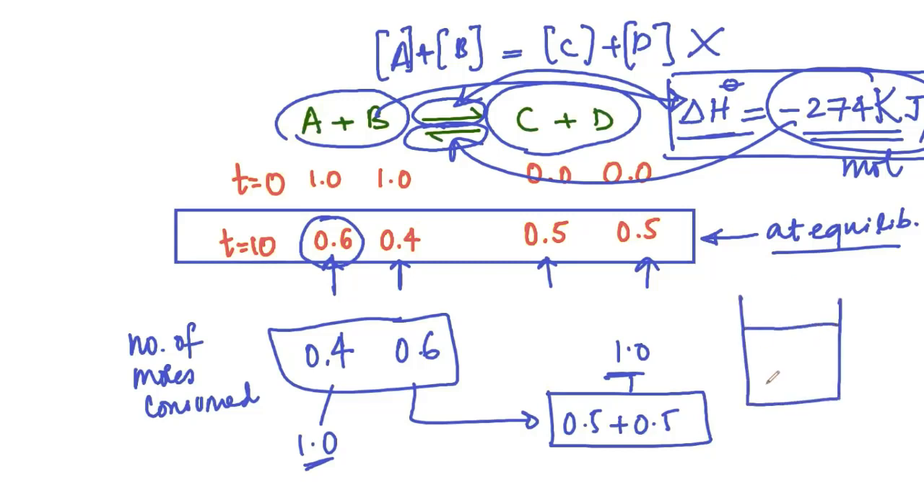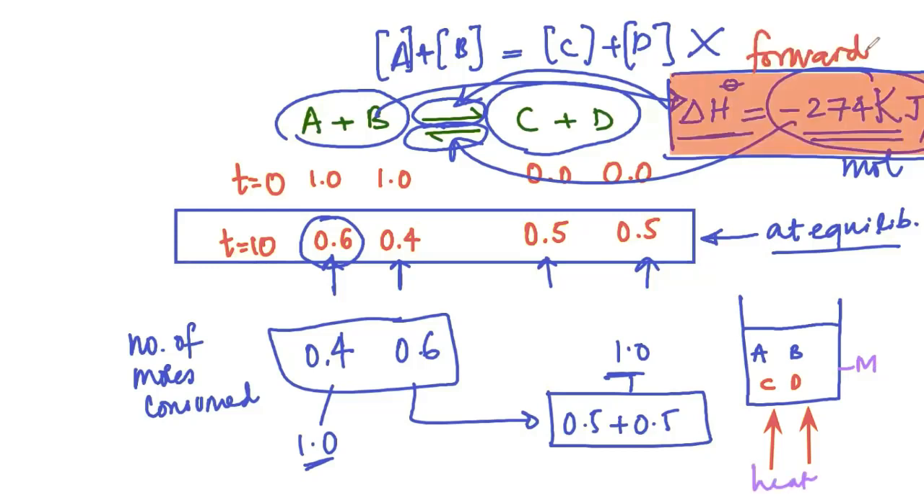I have the container, and at equilibrium inside the container, I have A, B, C, and D. In the reaction container, I initially put A and B and allowed them to react with each other. Then after 10 seconds, I reached equilibrium. I have A, B, C, and D in some concentration. If I heat at that time, it's going to increase the rate of the reverse reaction, and then the quantity of A and B will start decreasing.